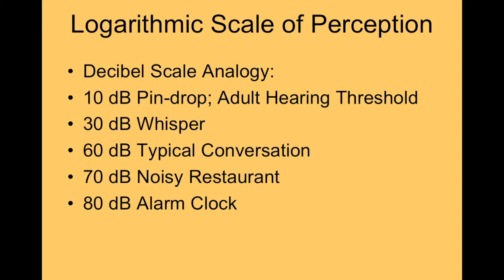So on the decibel scale, 10 decibels is a pin drop. That's sort of the lower threshold of human hearing. 30 decibels is a whisper. 60 decibels is a typical conversation. 70 is a noisy restaurant. 80 is an alarm clock, right? So these correspond, when we translate into weights of evidence, to sort of weak evidence at 10 decibels, somewhat stronger evidence at 30, pretty good evidence at 60, and very strong above that, because it's a logarithmic scale. And 100 decibels would be a very noisy dance club. That's sort of hearing damage territory, right?